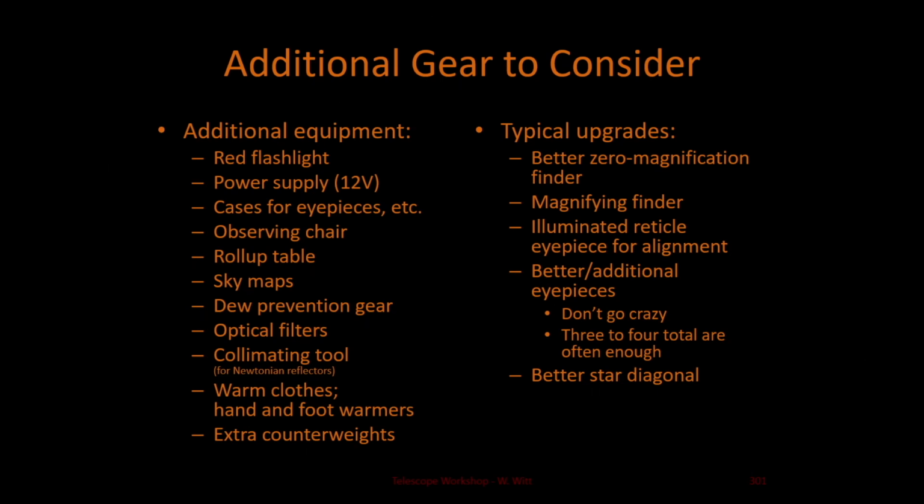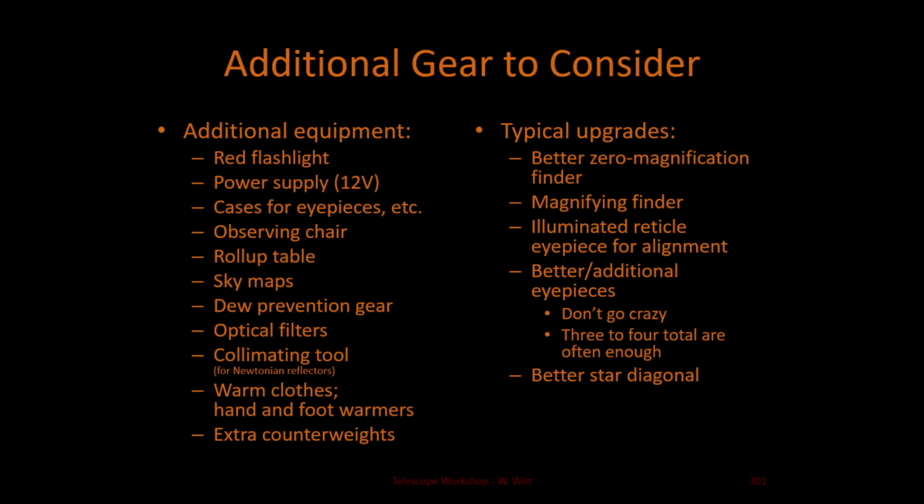And yeah, don't forget warm clothes and hand foot warmers. Maybe you need counterweights for your telescope and mount solution, right? Typical upgrades that you may end up buying later, I wouldn't worry about it too much immediately, but you may want to get a better finder, maybe a magnifying finder. You may want that illuminated reticle eyepiece we showed earlier, right, to help you align your automatic mount.